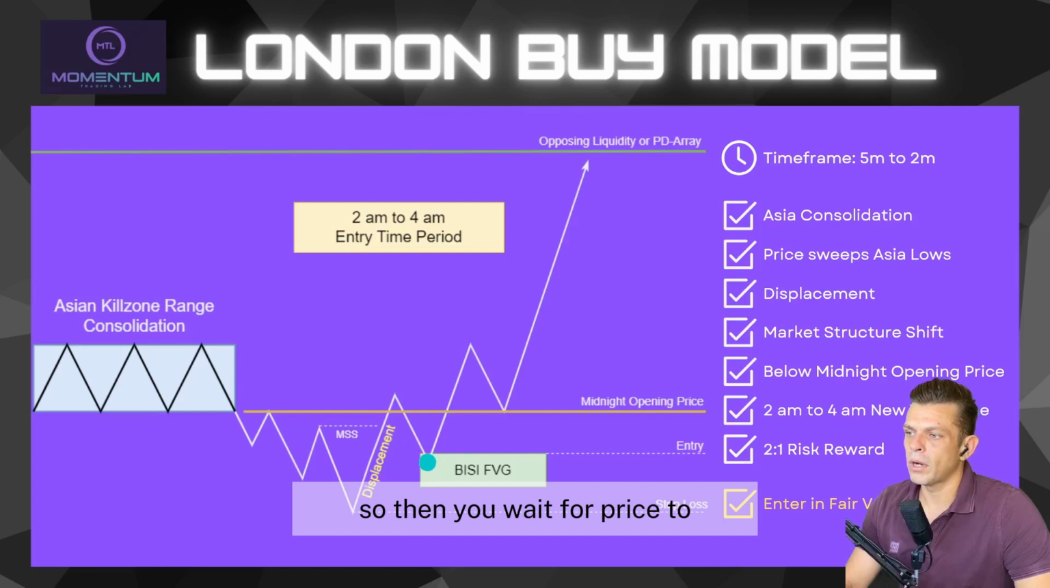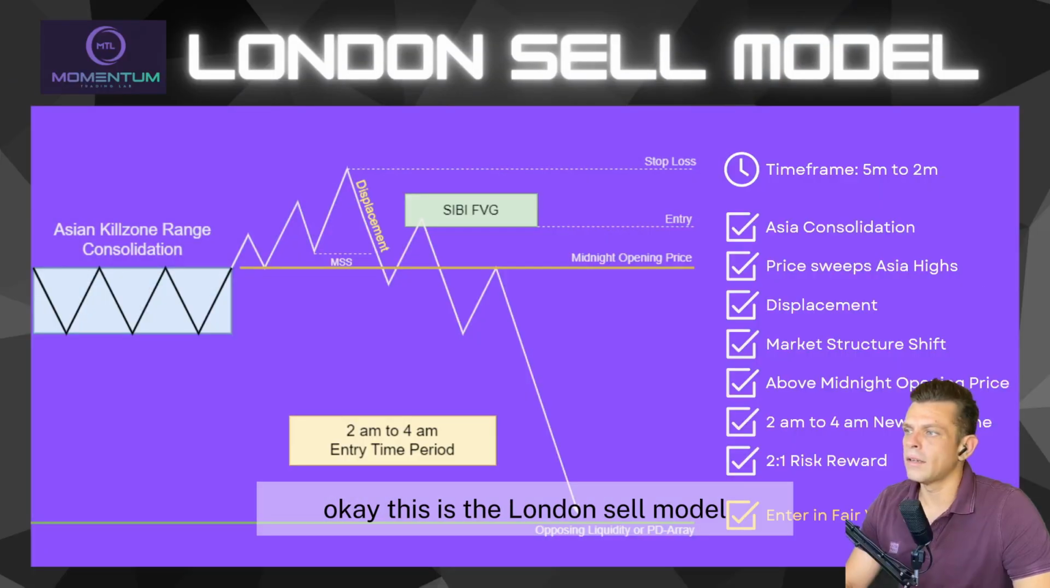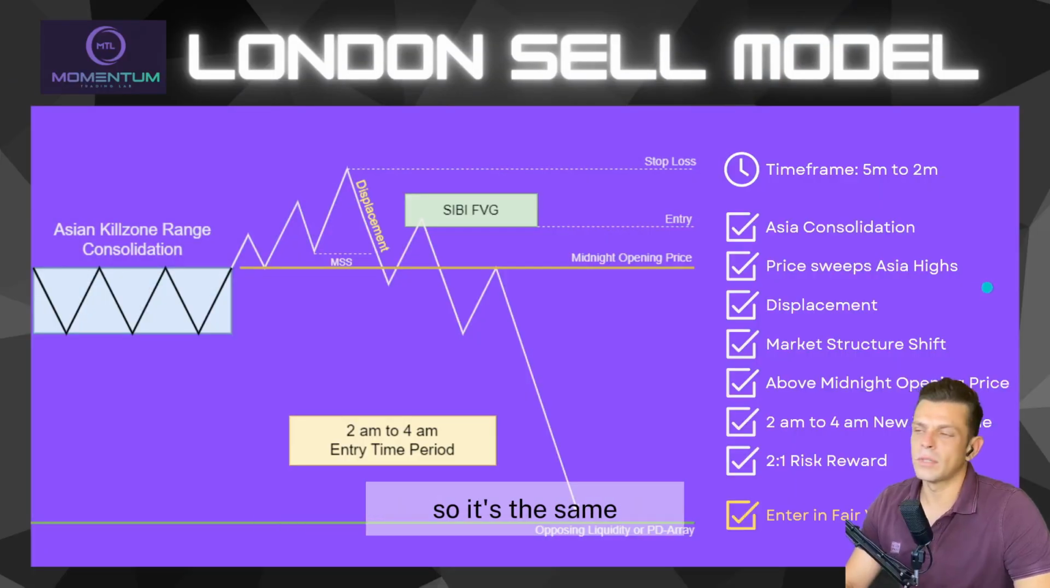So then you wait for price to retrace back into this fair value gap. You can enter right there with your stop loss at the low, and your target will be the opposing liquidity or PD array. Okay, this is the London sell model. So it's the same, it's just the opposite.